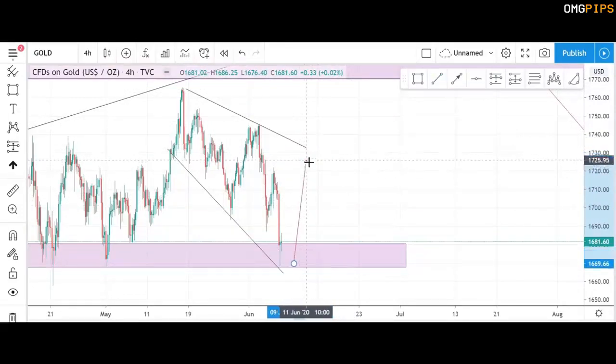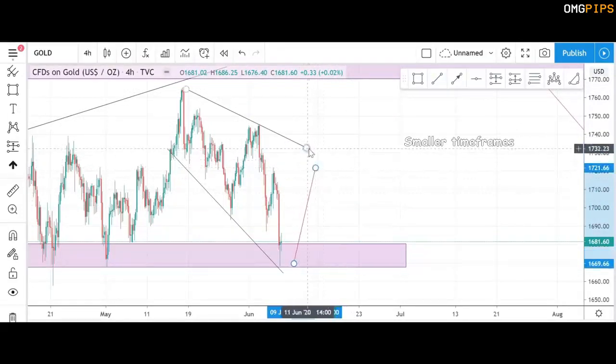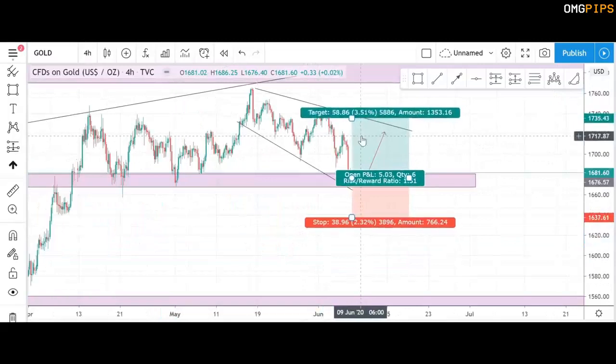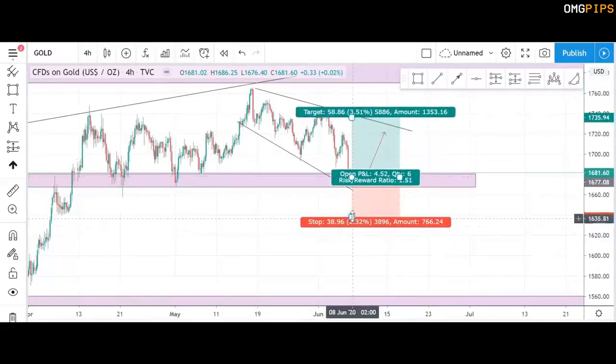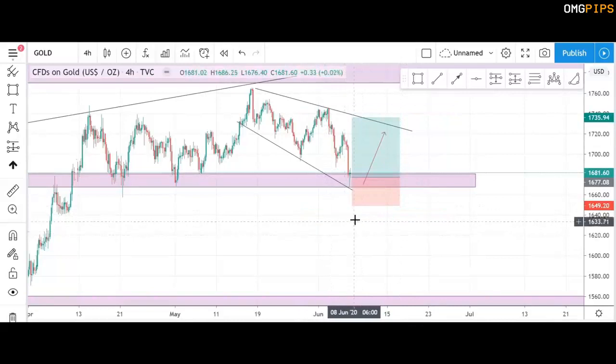When you enter trades, you have to make sure that you enter trades at smaller time frames. We are seeing buying opportunities. So that is our analysis, guys. We've seen that we are planning to go long.